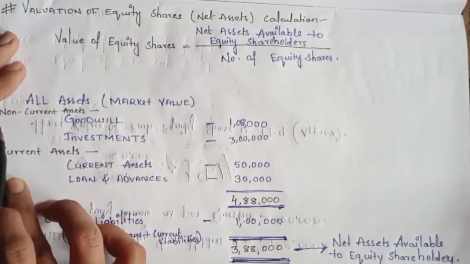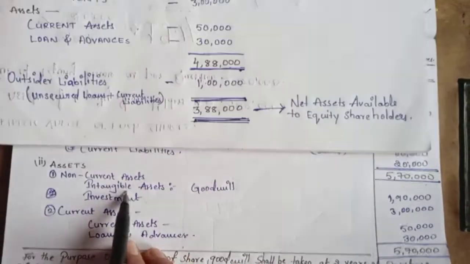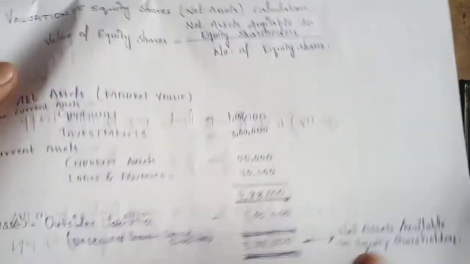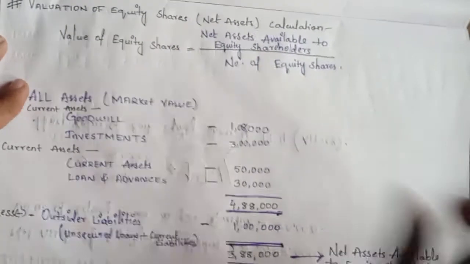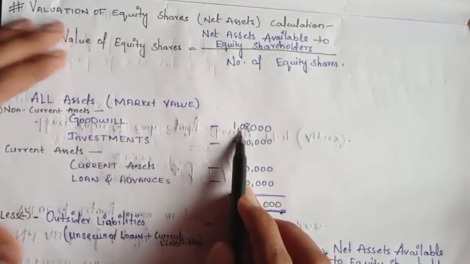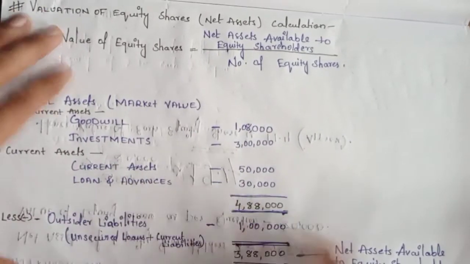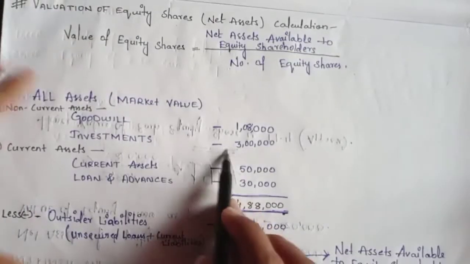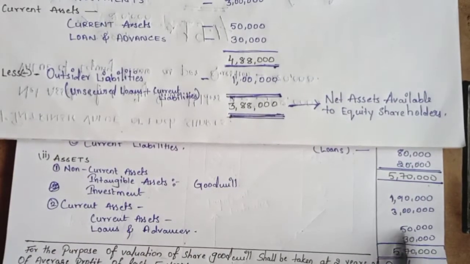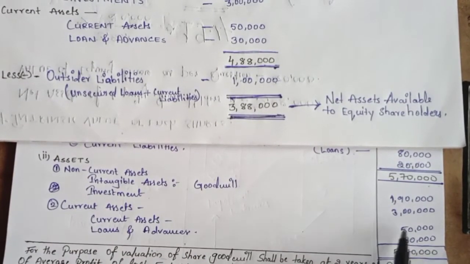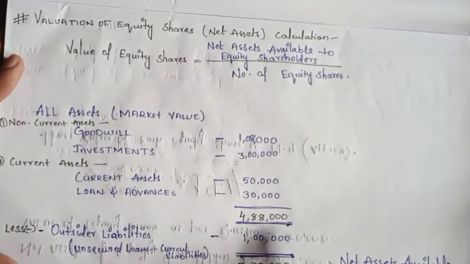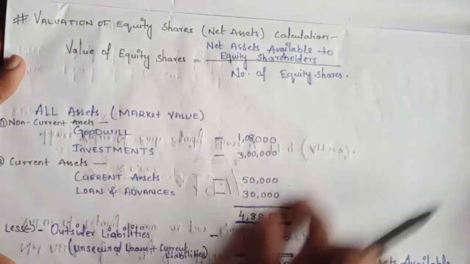As per our question, the asset values given are: non-current asset goodwill 1,90,000, but we got 1,08,000 as goodwill, so we take goodwill as 1,08,000. Investment is 3 lakh rupees, current assets is 50,000, and loans and advances is 30,000. So the total is 4,88,000. This is our asset value.